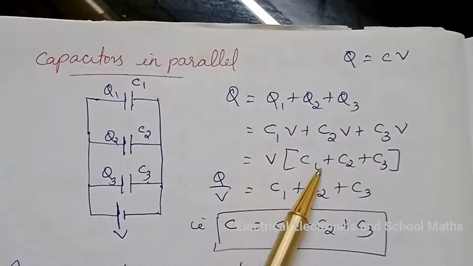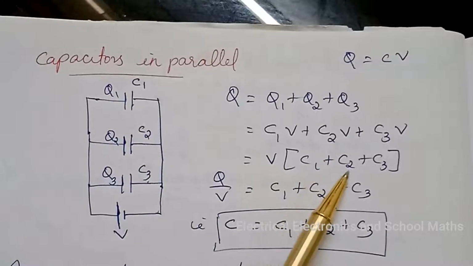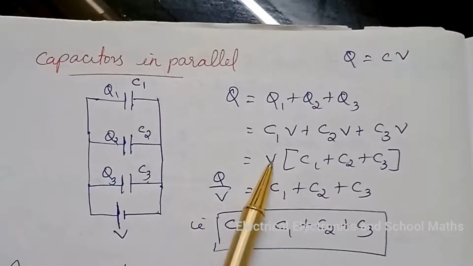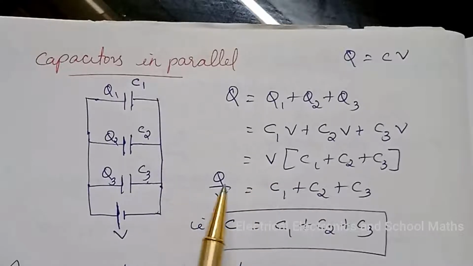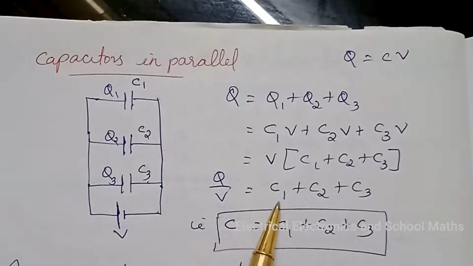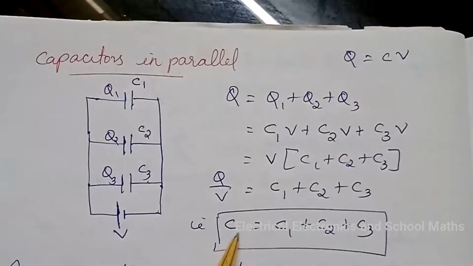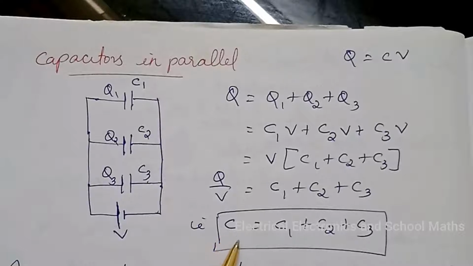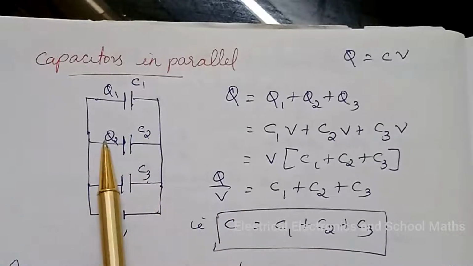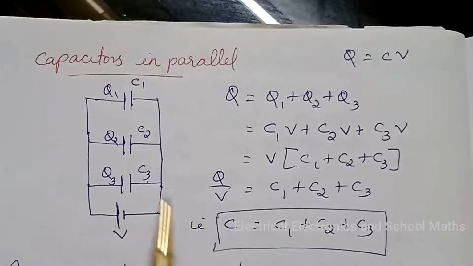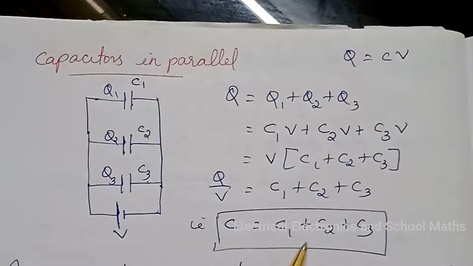Taking V outside, we get V into C1 plus C2 plus C3. Now take this V to this side, we get Q by V equal to C1 plus C2 plus C3. And Q by V is C. C is equal to C1 plus C2 plus C3. That is, when a number of capacitors are connected in parallel, the equivalent capacitance of the system is given by the arithmetic sum of their individual capacitances.